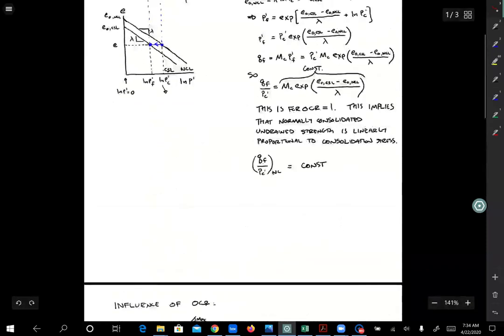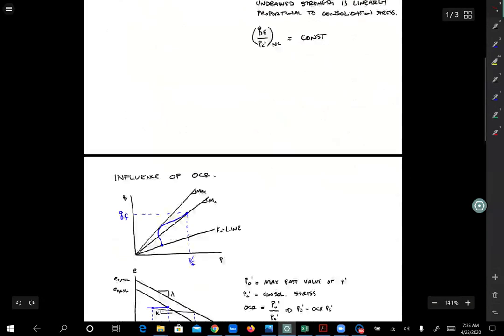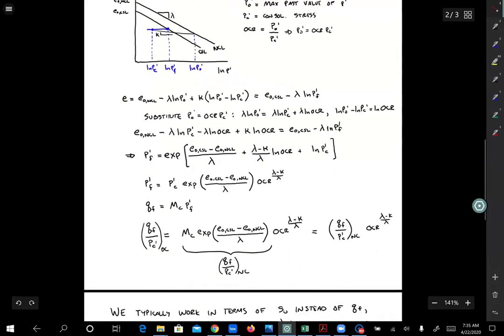So if we go back up, we see that this equation reappears down here, right? That's equal to QF over PC prime NC, and you can think of this as a material constant. Then we have an OCR raised to the lambda minus kappa over lambda term. And so you end up with a pretty simple expression now for accounting for the effective overconsolidation ratio.